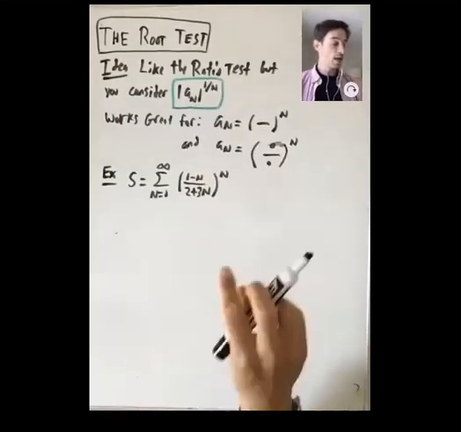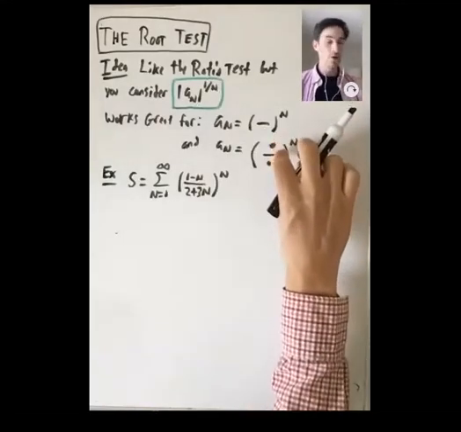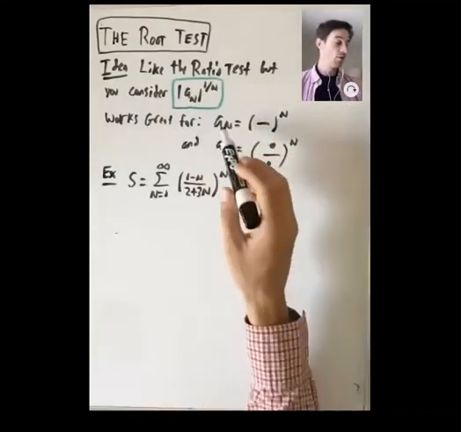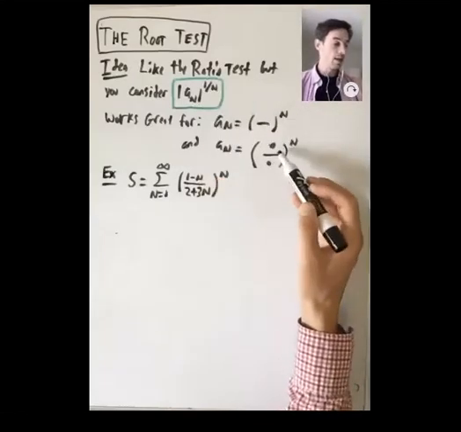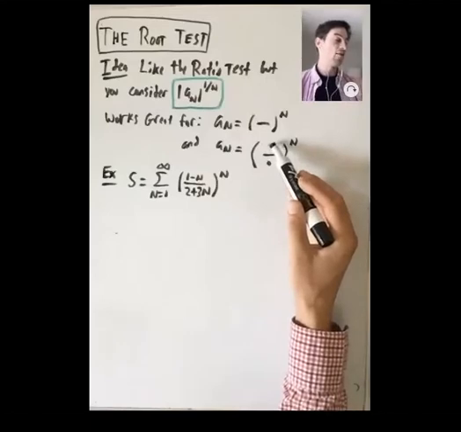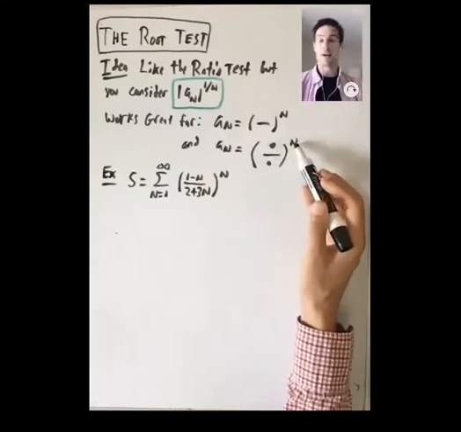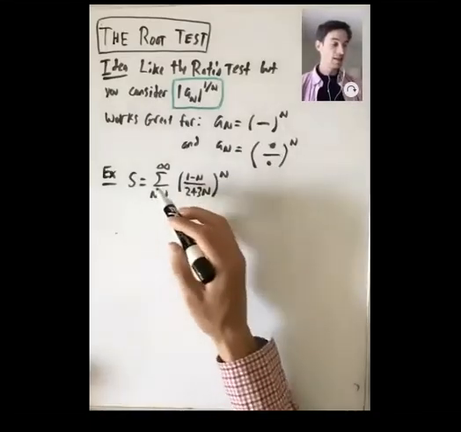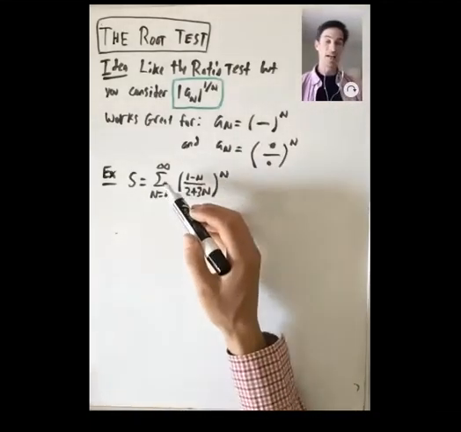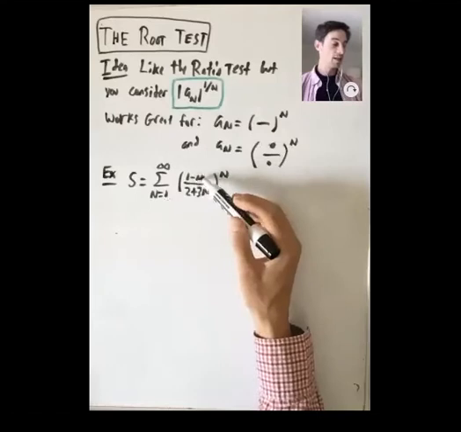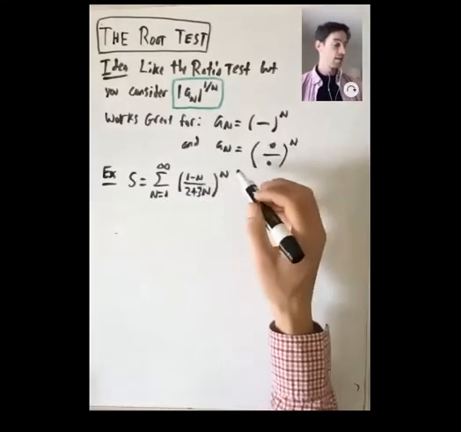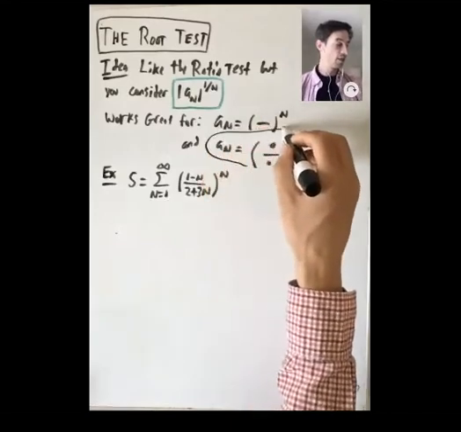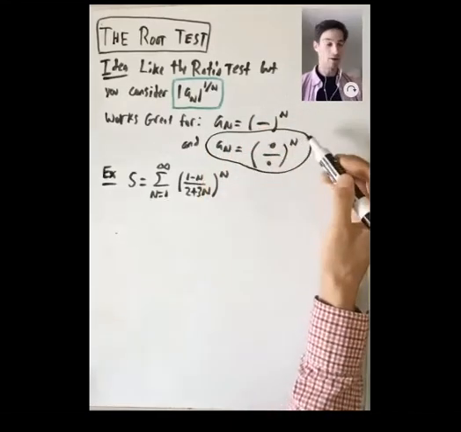This works great when that nth root has a nice form. So if a_n is equal to something to the nth power, or to be more explicit, even a ratio of two things to the nth power, the root test works great. So let's look at this series, S equals sum from n equals 1 to infinity of (1 minus n over 2 plus 3n) all to the n. This is in this second form. It's a ratio of things to the nth power.